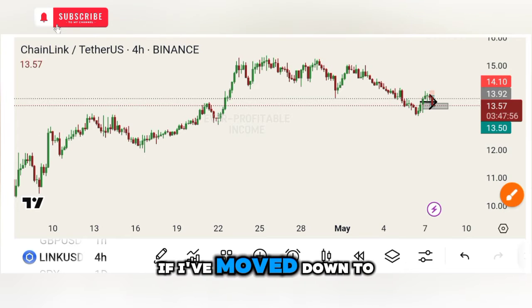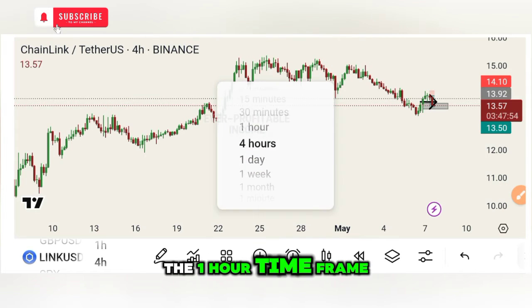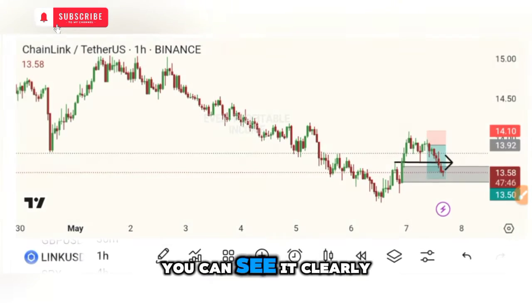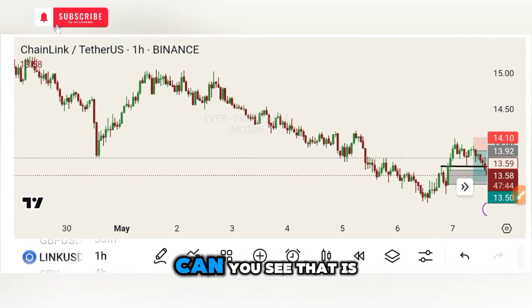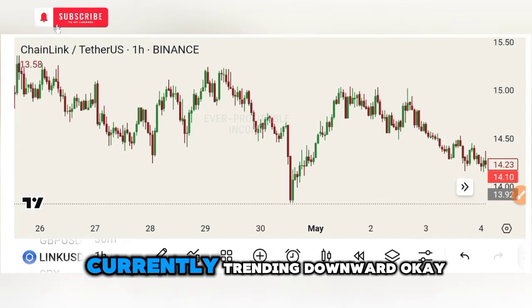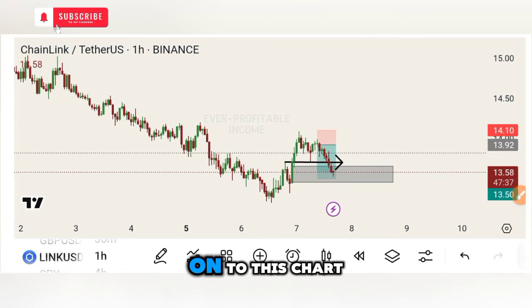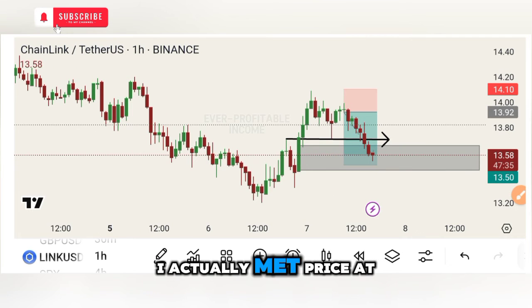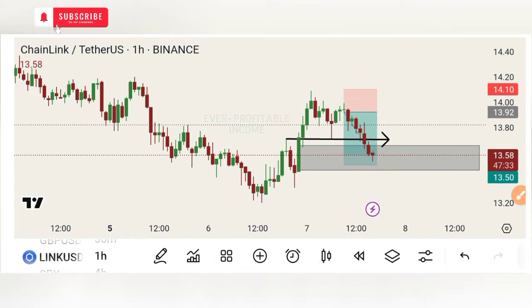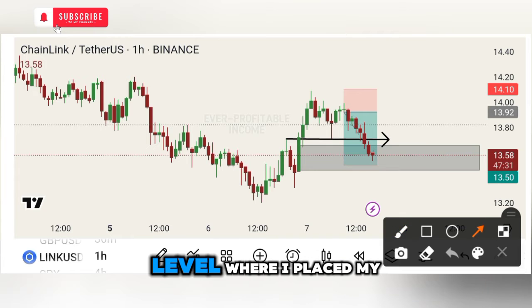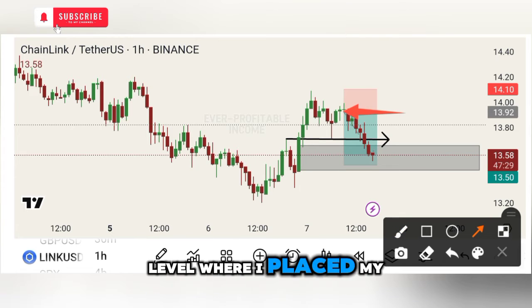If I move down to the 1 hour time frame, you're going to see it clearly. Can you see that now? Can you see that it is currently trending downward? When I came onto this chart, I actually met price at this level, where I placed my trade.